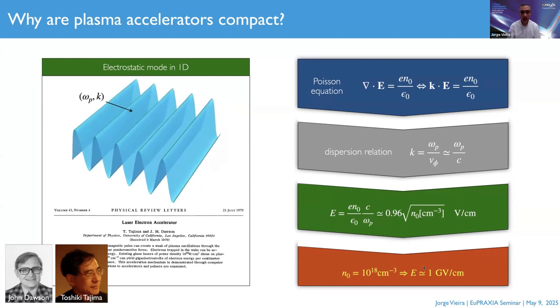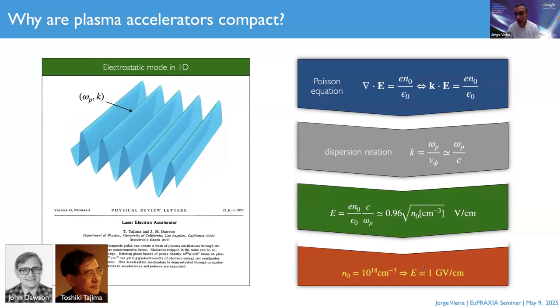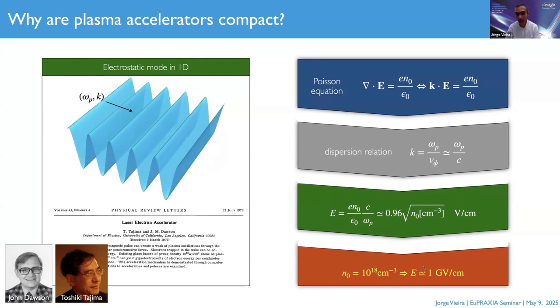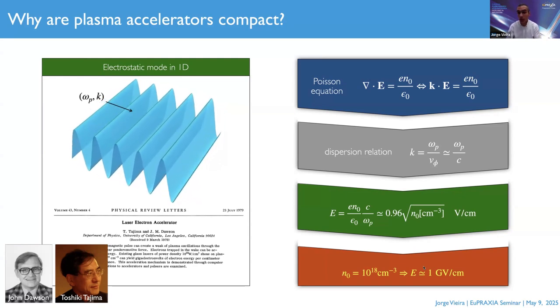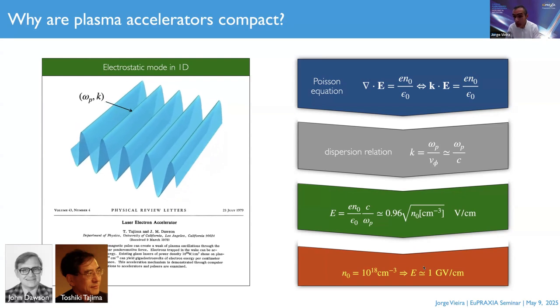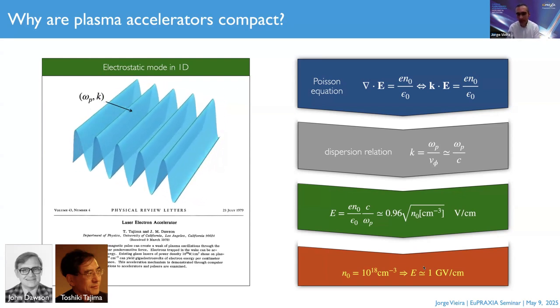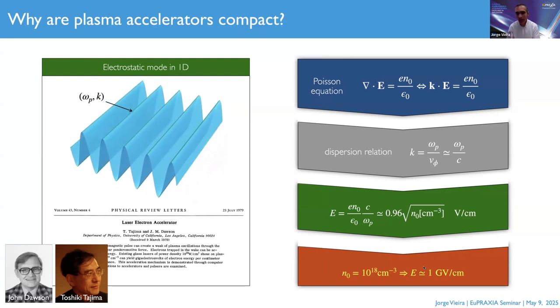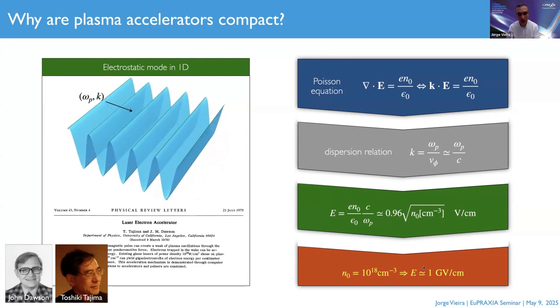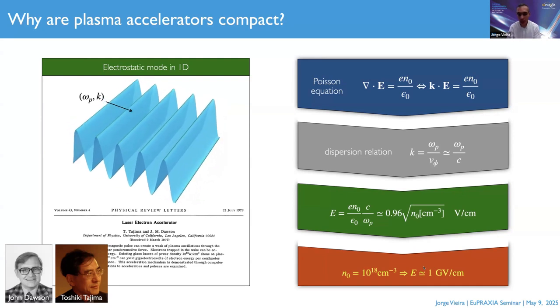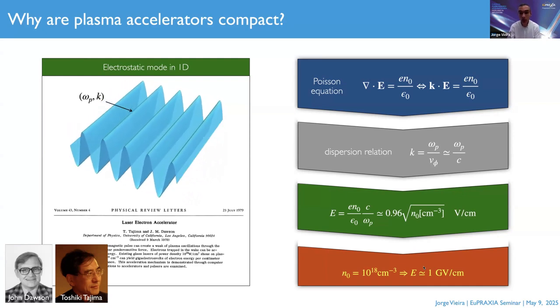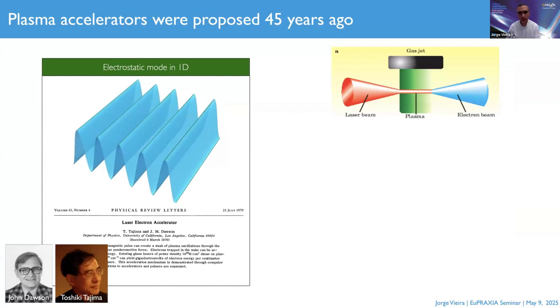And this is much higher than the typical electric fields inside the conventional radio frequency accelerator, which is on the order of 100 megavolt per meter at most. And so this is the fact that these extremely high electric fields provide the main motivation underlying plasma-based accelerator research and their applications.